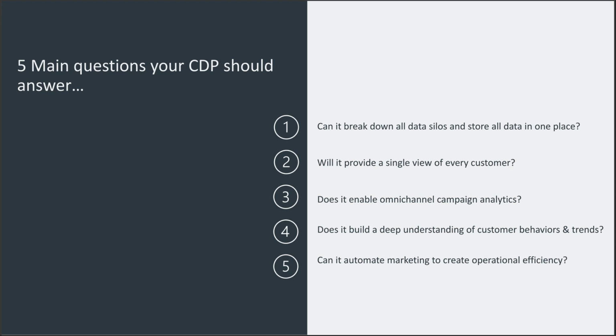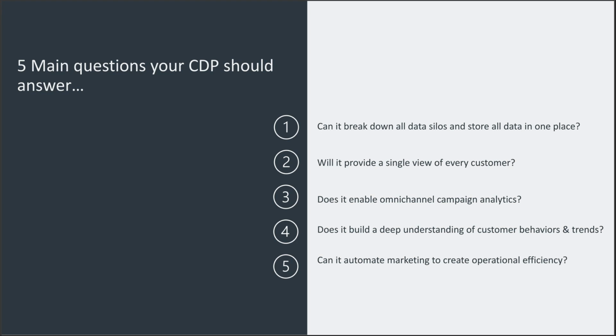Also then, when we talk about a single view of a customer, I think this is something that's been touted since the beginning of the CRM days. It's always been the holy grail and it's always been very unobtainable because CRM was always based on a very particular function or particular side of data, which is more sales orientated.